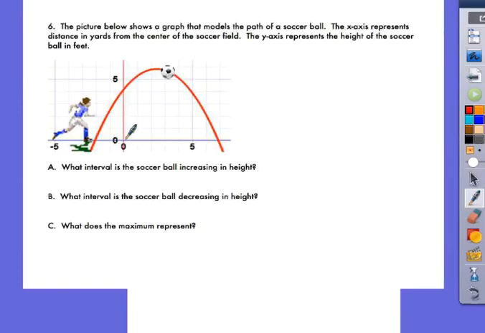The y-axis represents the height of the soccer ball. So here is how far it's going across the soccer field, and this is how high the ball is going. Okay, so let's answer some questions here.